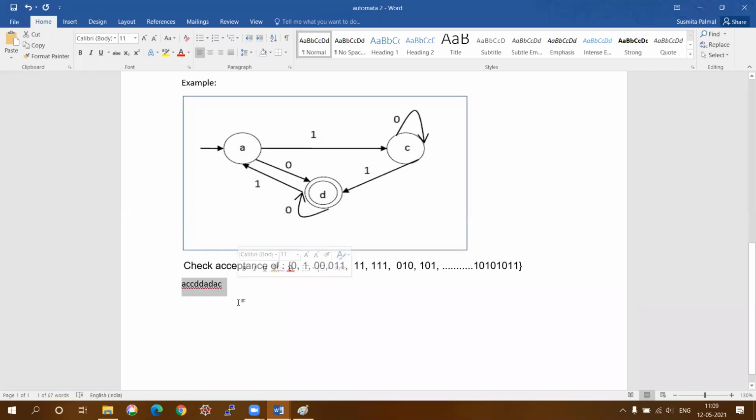As we reach state C, and it is not a final state because it is not represented by a double circle, this string is not accepted. If you use this string in this automaton, it will not reach state D finally, and the last state you get is C, which is non-final. That's why this string is not accepted. Is it clear? Yes, ma'am. Okay.